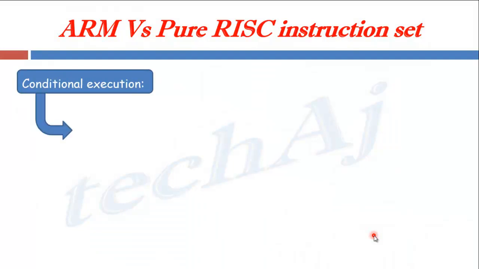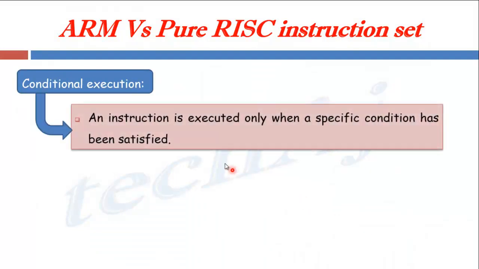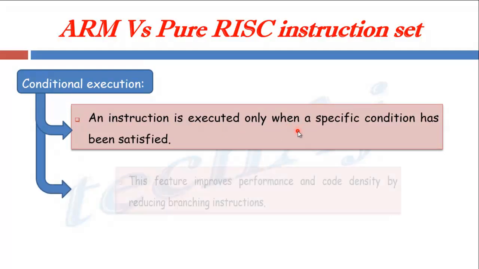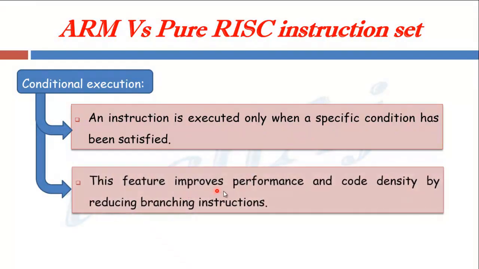Conditional execution. An instruction is executed only when a specific condition has been satisfied. This feature improves the performance and code density by reducing the branching instructions.